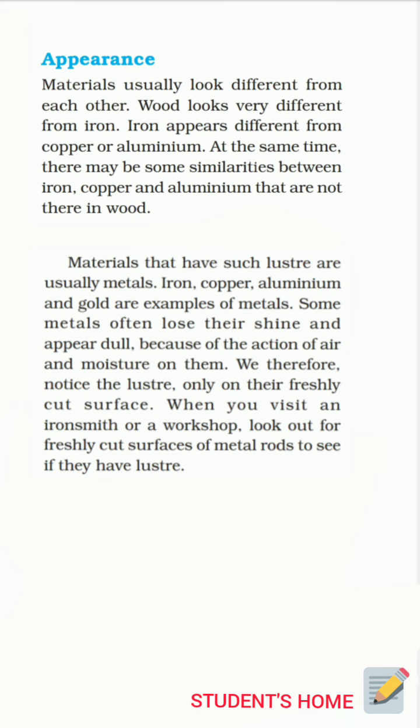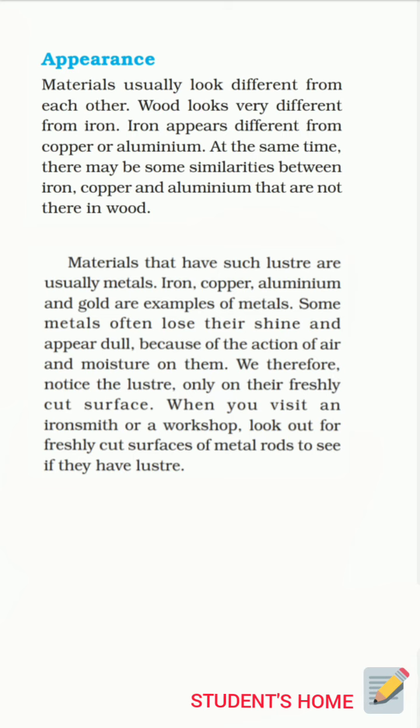Okay, so now we will move to our next topic, that is the properties of materials. Here we are going to discuss the first property, that is the appearance. As you can see in the slide, materials usually look different from each other. Wood looks different from iron, iron appears different from copper or aluminium. At the same time, there may be some similarities between iron, copper, and aluminium that are not there in the wood. So some materials that have luster are usually metals.